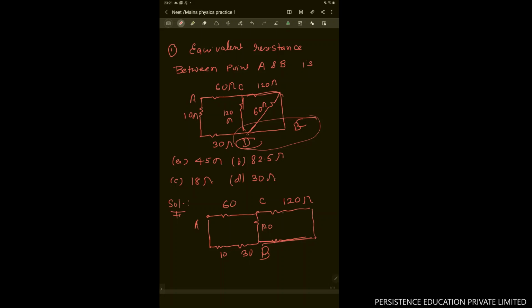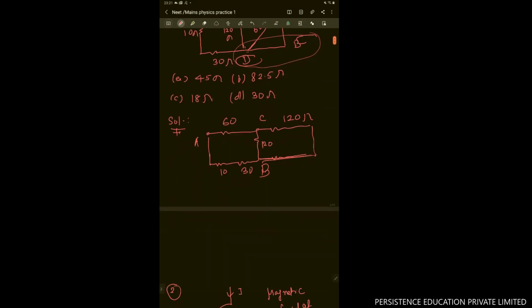So what you can say is that these two are in parallel. So between C and B, the equivalent resistance will be, if we redraw it, 60. This is between A and C, and A and B, this is 40, and between C and B, this is 60. Right. So what you are supposed to find is between A and B.